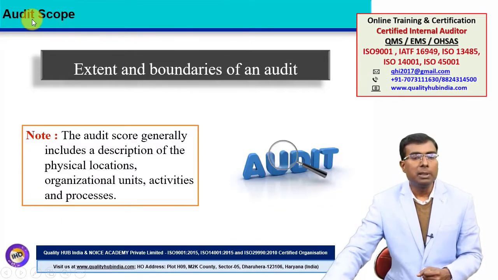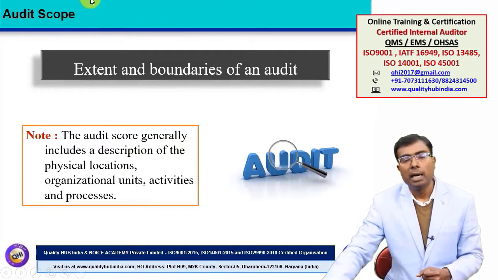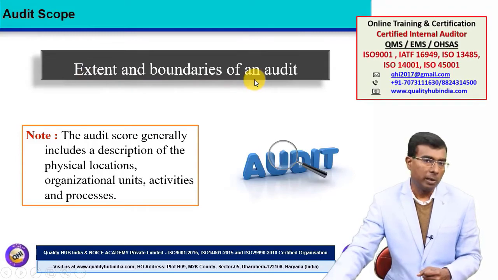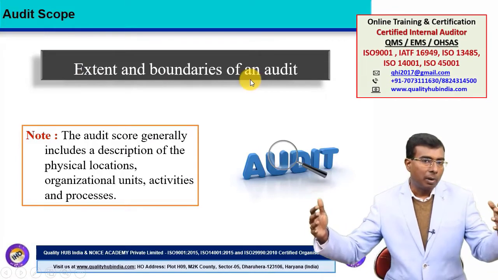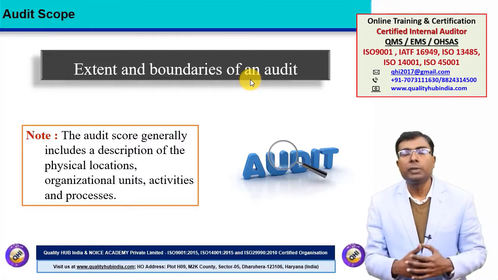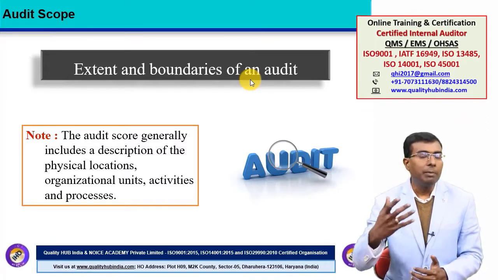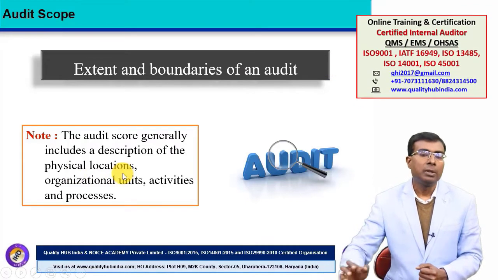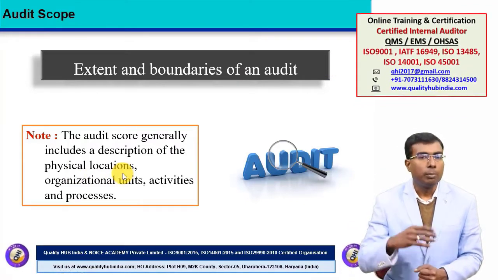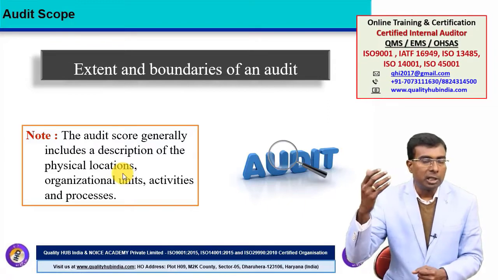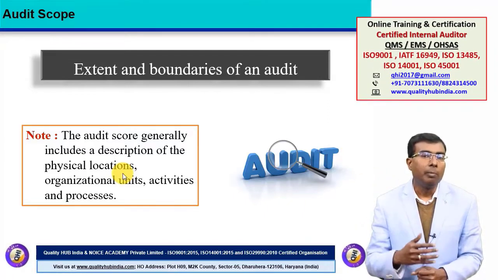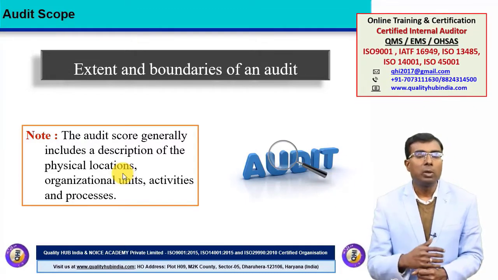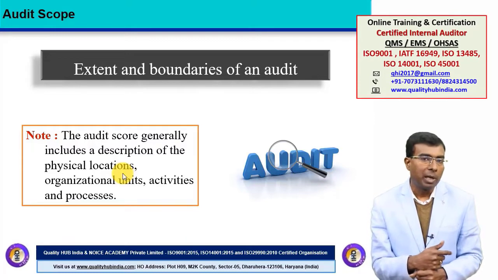Now the second term is audit scope, and the definition of audit scope is the extent and boundaries of an audit. Scope basically defines the boundary within the purview of which we are conducting the audit, and scope can be defined based on certain criteria, like physical location. For example, the physical location could be your Pune plant. You have a plant in Chennai, so this could be the Chennai plant, or mill number 1, mill number 2, plant number 1, plant number 2, unit number 3. In that way also audit scope can be defined.